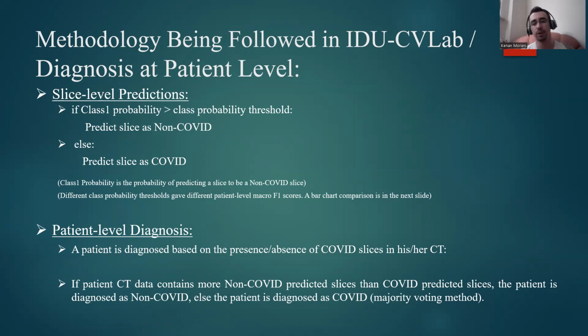So after you get all the slices in one CT scan, you can tell whether this CT scan or this patient has COVID or non-COVID based on majority voting. And if they're equal, it will be predicted as non-COVID. That's the method that we used here. This is what we did in the lab so far.